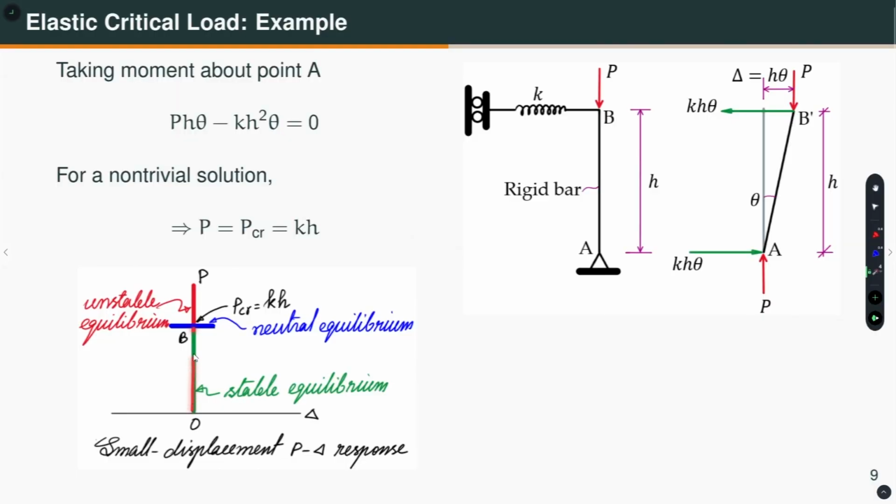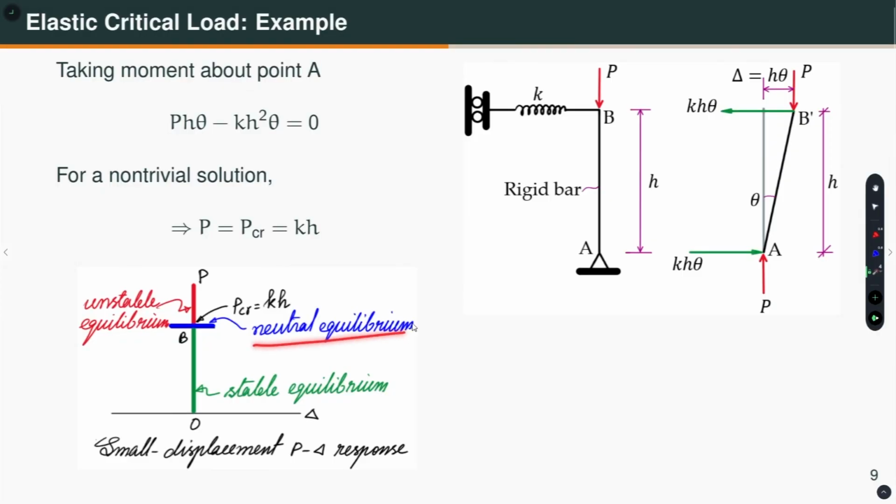Okay. Up to this point it is called the stable equilibrium. Now, at this point when the load becomes kh, if you displace it, it will remain in equilibrium in that position. If you displace it a little bit more, it will again remain in equilibrium in that position. So, we call it the neutral equilibrium, which is indicated by this line, and this load is the critical load denoted by PCR equal to kh.